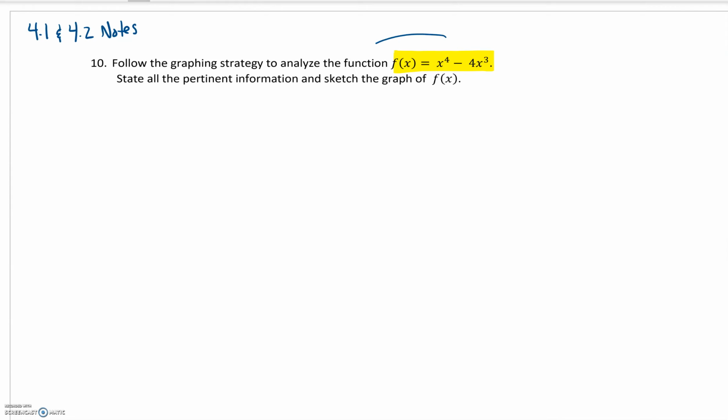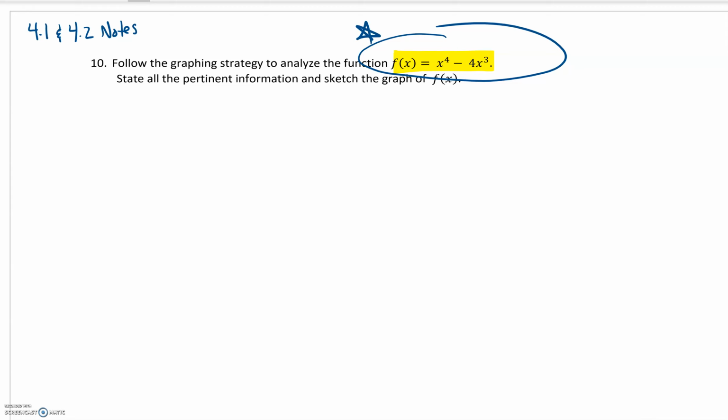Now, the good news is you're only going to be asked to graph polynomials. Those are nice, smooth curves. The domain is always all real numbers. You will not be asked to graph a rational function that would have holes or asymptotes or things like that. You won't be asked to graph a logarithmic function or an exponential. You'll only be asked to graph polynomial functions.